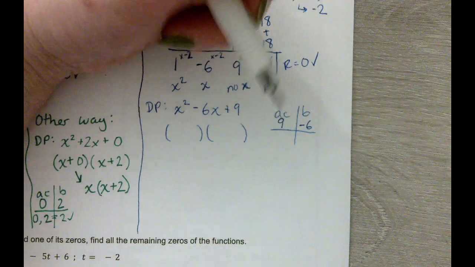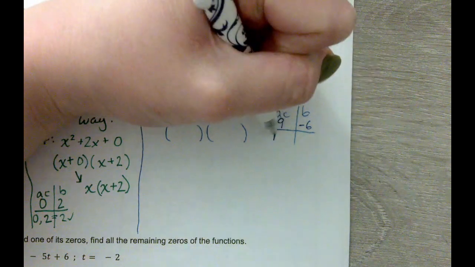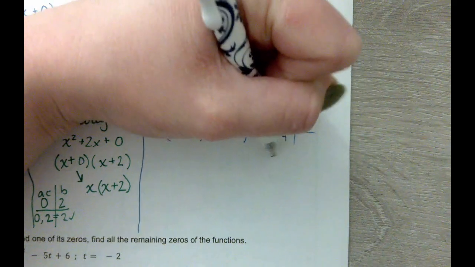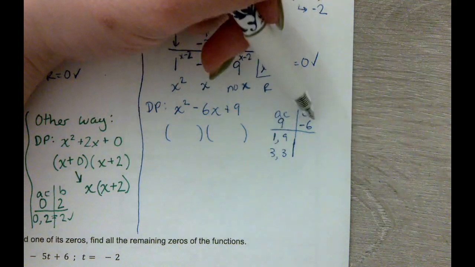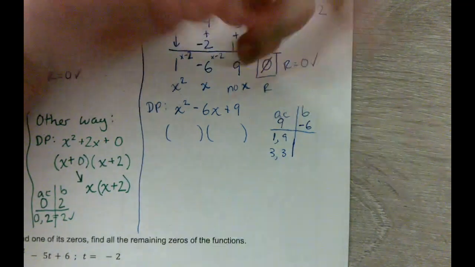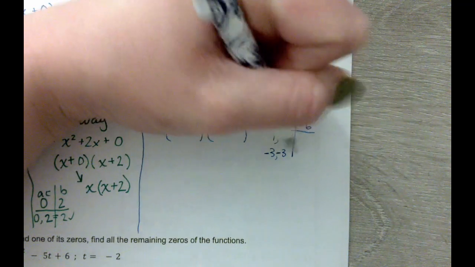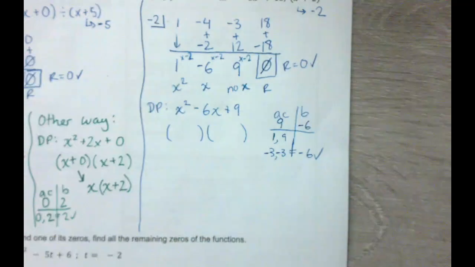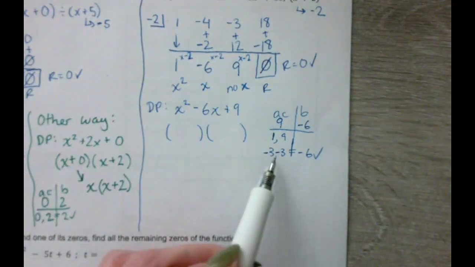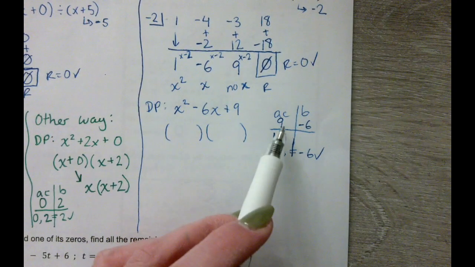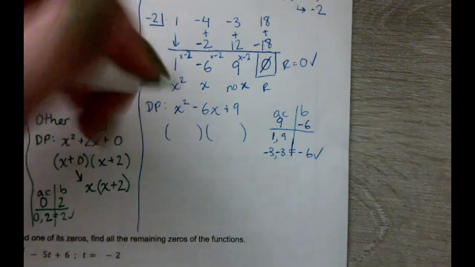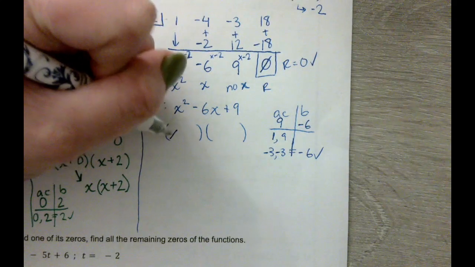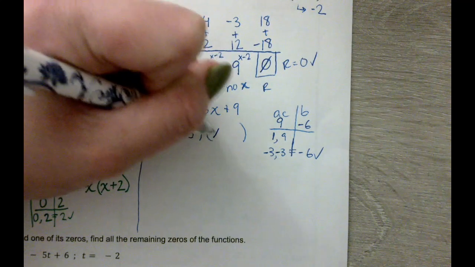If you can't come up with them, list out the factors of 9. We have 1 and 9 and 3 and 3. Clearly we know that 3 and 3 can get us a 6. And to get a negative 6, they both have to be negative. Negative 3 and negative 3 do give us negative 6, what we're looking for. And then negative 3 times negative 3 does still give us a positive 9, because a negative times a negative creates a positive. So we have x minus 3 and x minus 3.